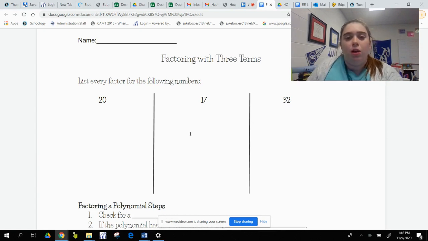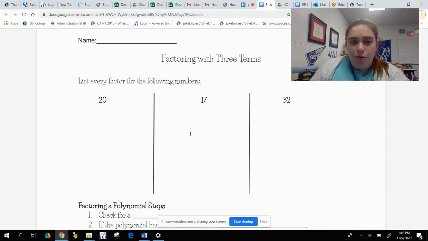Yesterday we talked about factoring with two terms, so factoring binomials. Today we'll be looking at factoring with three terms, so that is factoring with trinomials. The very first thing I want y'all to do, this is the PDF attached to your Schoology page. It's called Factoring with Three Terms.